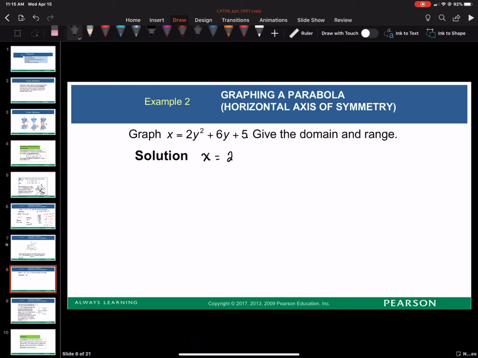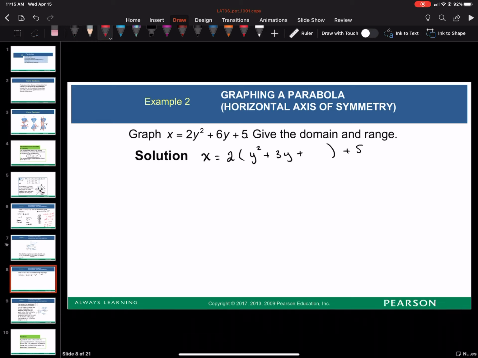So the first thing we're going to have to do is take the 2 out of the first two terms. So it's going to be 2 times y squared plus, then this one is going to be 3y. Then I'm going to leave a space, then plus 5. Now, I did not take it out of the 5. I just took it out of the 2y squared and the 6y.